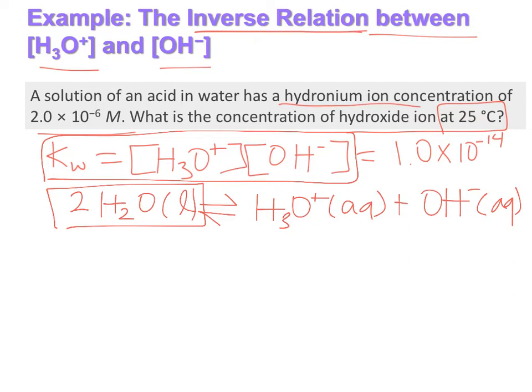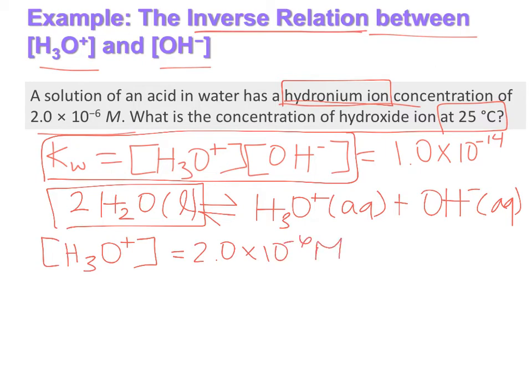But anyway, this problem is asking about an acid in water, and we know that the hydronium concentration is 2 times 10 to the negative 6. So we know that H3O plus is equal to 2 times 10 to the negative 6 molar. We know that overall Kw equals 1 times 10 to the negative 14th. Our unknown is our OH, right? Our concentration of hydroxide, or OH minus.